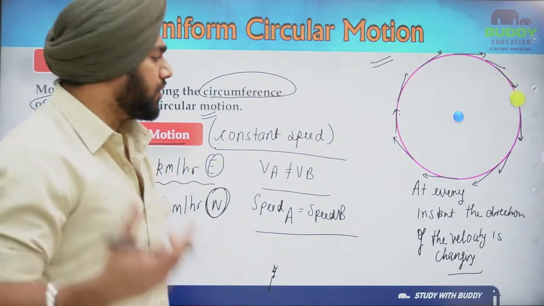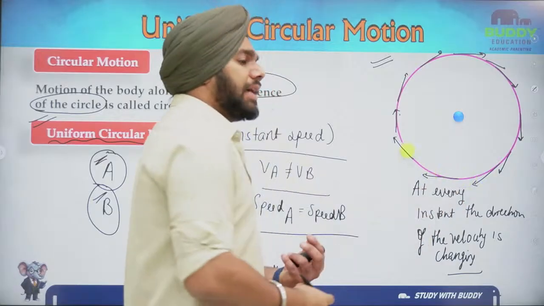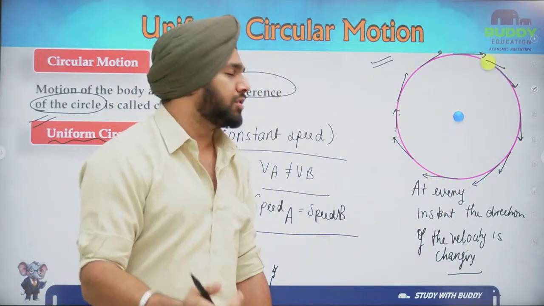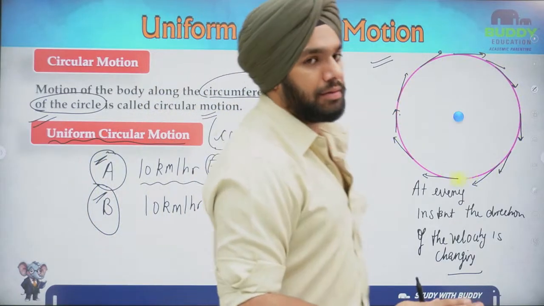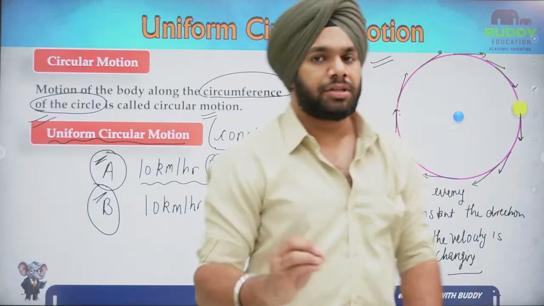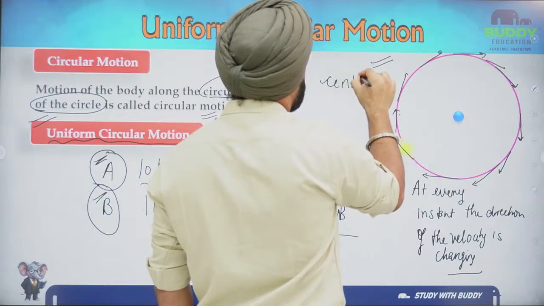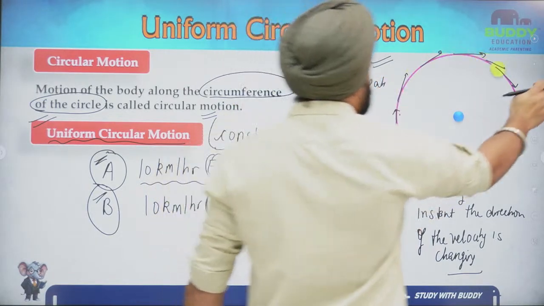Now because the direction of the velocity is changing, we can simply say that velocity is changing. And whenever velocity is changing, we can say that it is an accelerated motion. But this acceleration is not changing the magnitude of the velocity. This acceleration is only changing the direction of the particle. Okay, this acceleration we call centripetal acceleration.